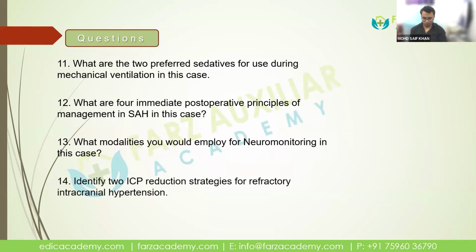Identify two ICP reduction strategies for refractory intracranial hypertension. When the anti-edema measures and other things are failing, the main thing is to keep the patient calm and sedated. That will, in general, reduce the ICP. Also maintaining normocapnia and normoglycemia, with head end elevation, for refractory intracranial hypertension.